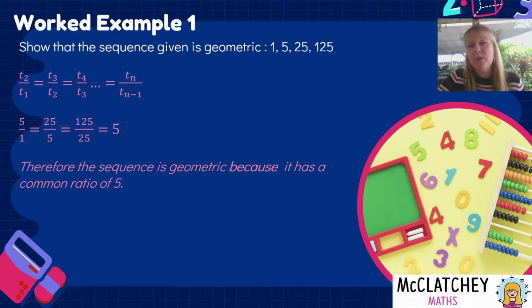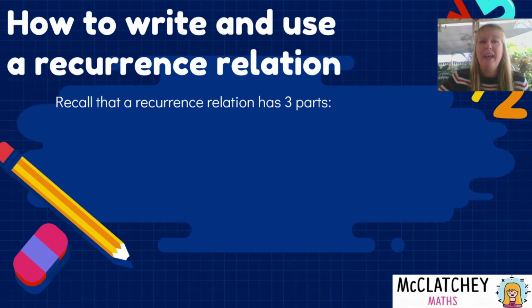And the reason is because there is a common ratio and we've stated that it's 5. So that is complete working for a proof. Okay, let's talk about the recurrence relation that we would use for a geometric sequence. And you recall from previous videos that recurrence relations have 3 main parts.